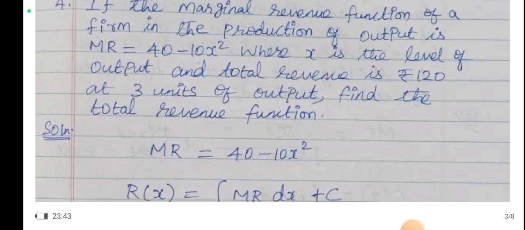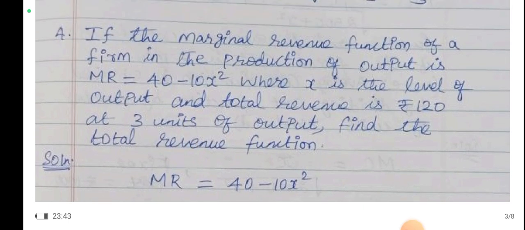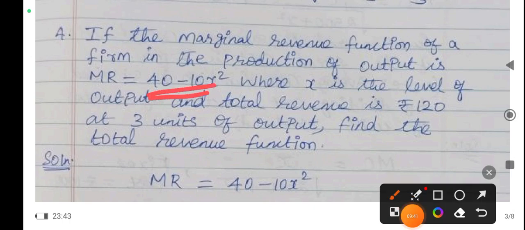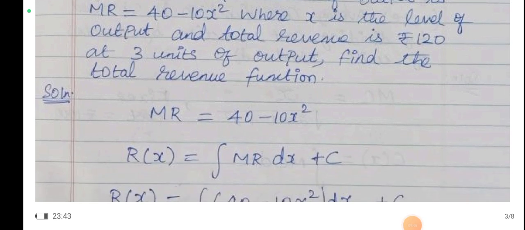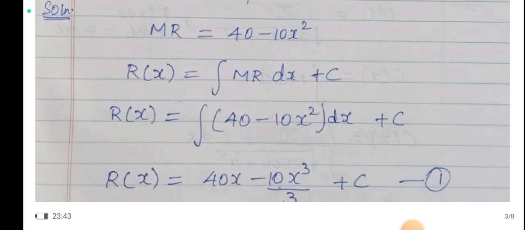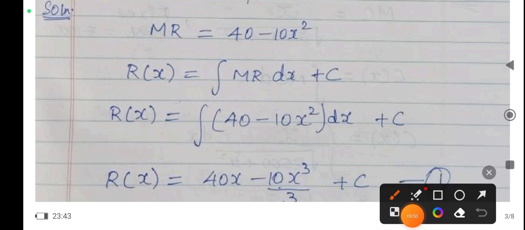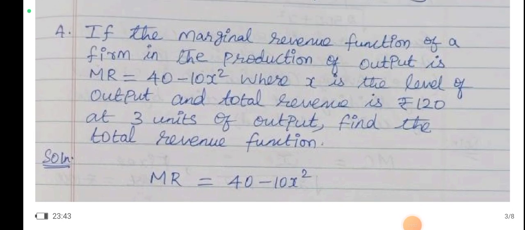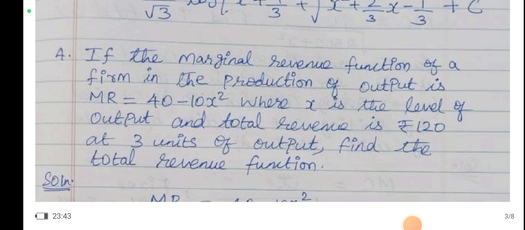But here they have given marginal revenue as MR equal to 40 minus 10x square. They are asking you to find the revenue. So it's a reverse process, so you have to integrate. Understood? You should not ask, sir, where did they say integration? Don't ask like that, because in the question they didn't say integration anywhere.